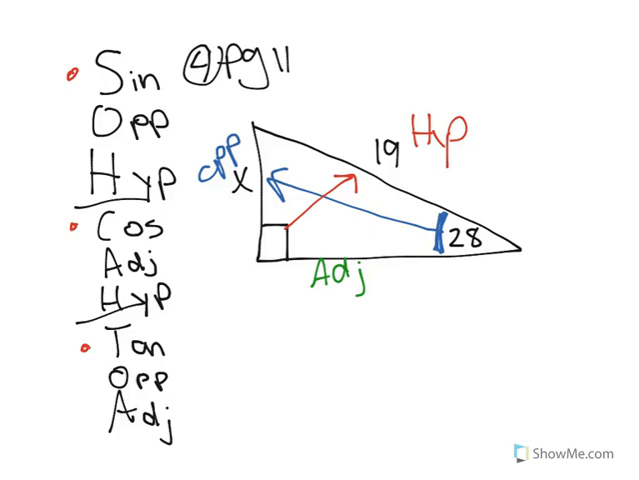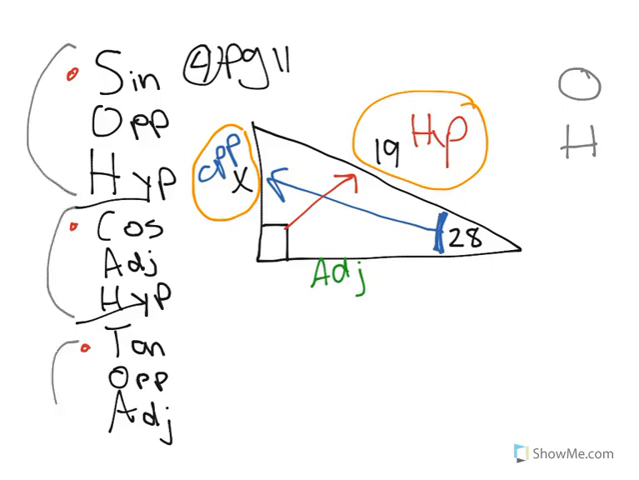So then you want to look and see which two sides have x and a number. We have this side where x and 19 are. So that is the opposite side and the hypotenuse. Opposite and hypotenuse. So you want to look over here between sine, cosine, and tangent and figure out which one has O and H. When I come over here, I see that the sine function has opposite and hypotenuse. So that's why I'm going to use the sine function.